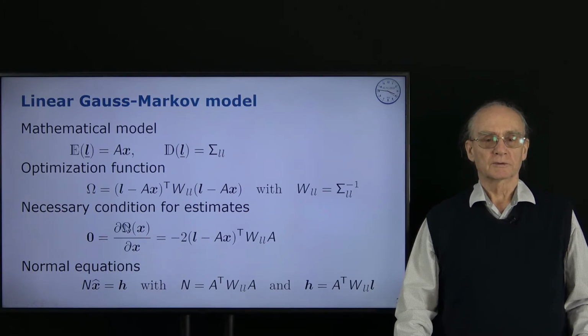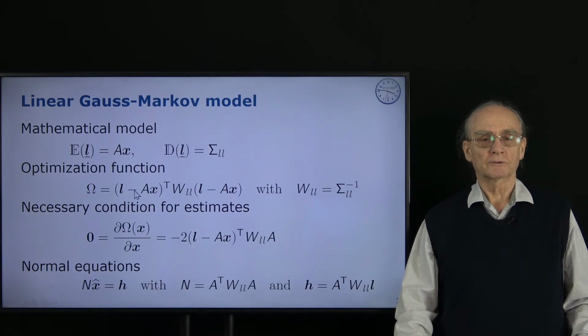Now the condition for the solution for our x is that the partial derivative of this optimization function with respect to these parameters is 0. If we take the partial derivatives, we get minus L minus AX transposed times W, times the derivative of the second factor, which is minus A. So we have the minus and here the A.